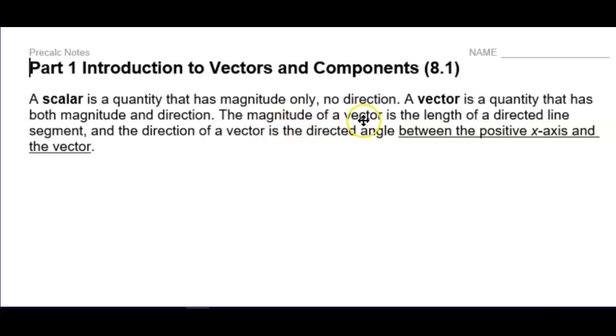So the magnitude of a vector relates to its length when you draw it, and it's called a directed line segment, meaning it ends. It's not a line that goes forever, but it ends at the tip of the arrow here. So it has direction and it ends at the end of the arrow. The direction of the vector is the direction that the angle shows between the positive x-axis and the vector. So we're going to draw some of those.